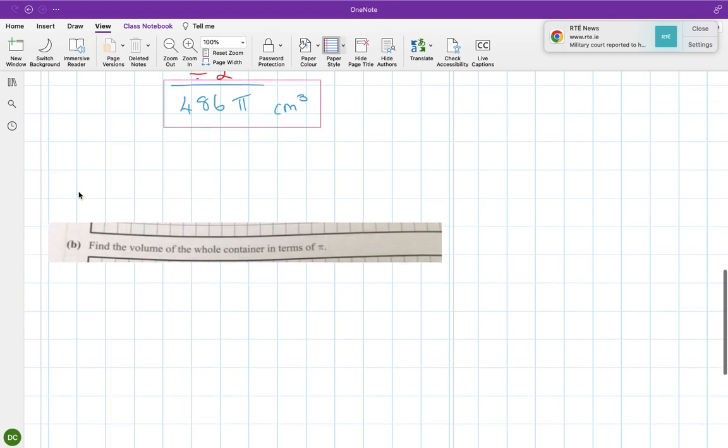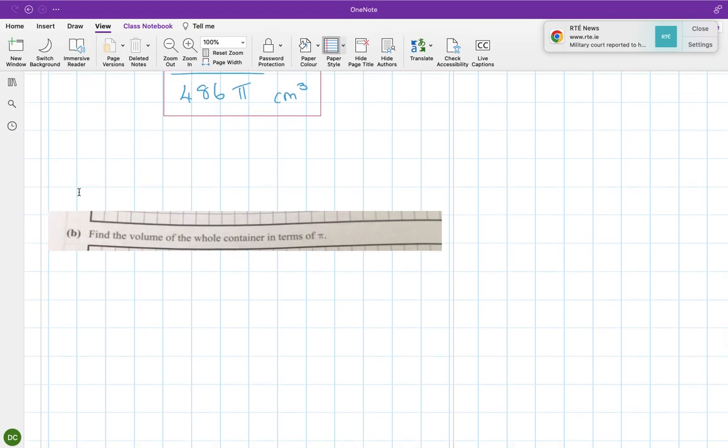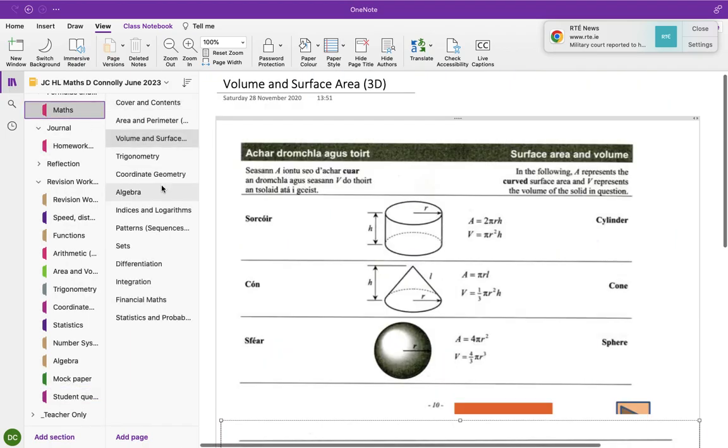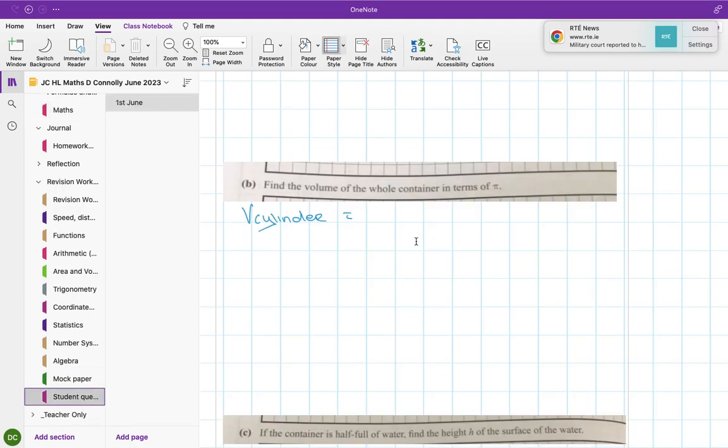Okay, the second part. Find the volume of the whole container. Okay, so obviously we have the volume of the hemisphere, the bottom bit, so we just need to do the volume of the cylinder and then add them together. So I'm going to get the volume of the cylinder, which is here. So here's the cylinder. It gives you area and it gives you volume. So volume is pi r squared h.